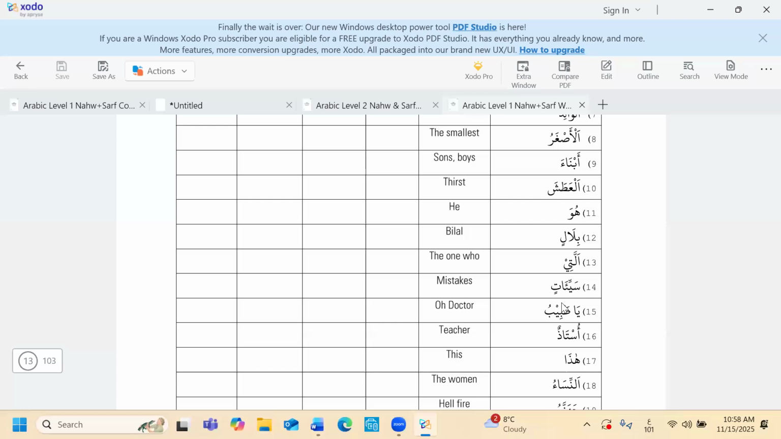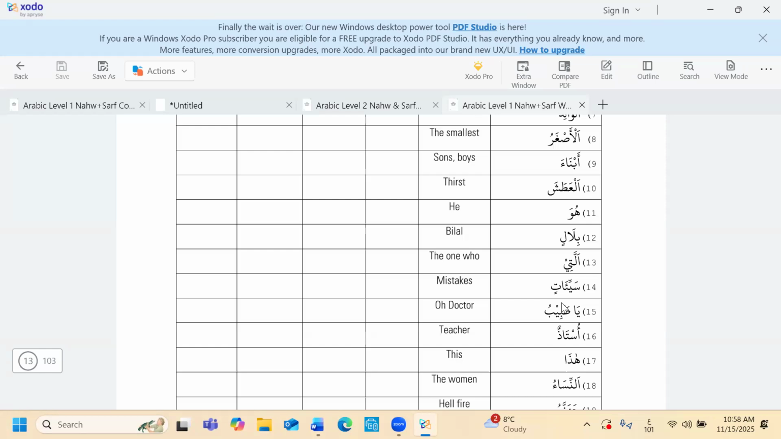So now let's go through huwa. Is it rafa, is it nasb, or is it jar? Rafa, because it is a detached pronoun. So you don't look at the fatha and say it's nasb. You say huwa is a detached pronoun, so it's going to be rafa.